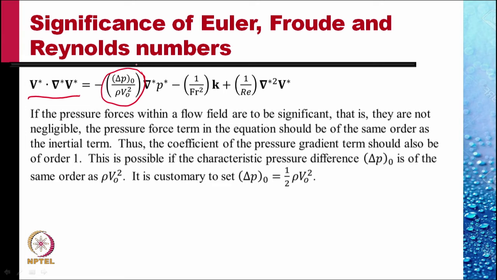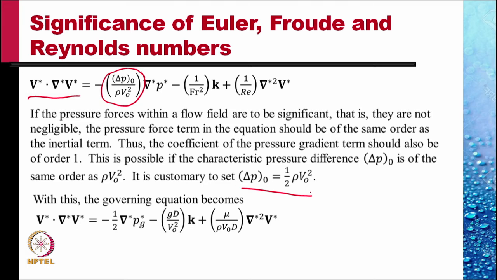This is possible if the characteristic pressure difference delta P naught is of order rho V naught square. And so, we customarily set delta P naught equal to 1/2 rho V naught square. With this, the equation that governs the fluid flow becomes this. Now, there are only 2 parameters there. The Euler number is no longer relevant.